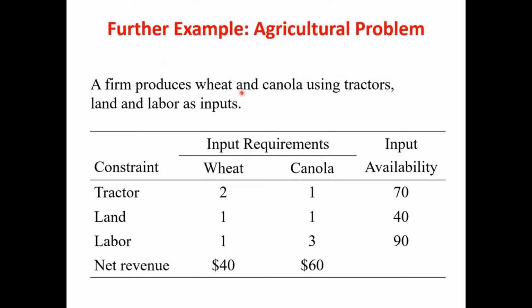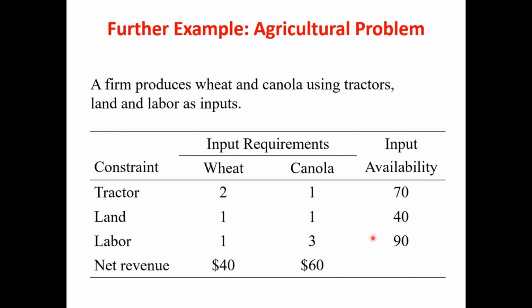So let's consider yet another example. A firm produces wheat and canola using tractors, land, and labor as input. And we have input requirements that 2 units of tractor power are required for producing wheat and 1 for canola, and you've got 70 units available. Maybe this is hours per week or hours per season. Land, we have 1 hectare of wheat and 1 hectare of canola are required, and we have 40 hectares of land.